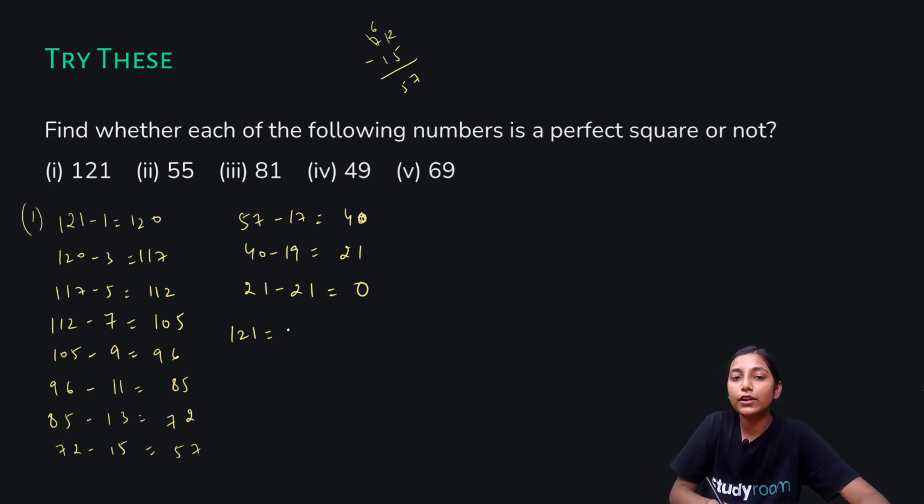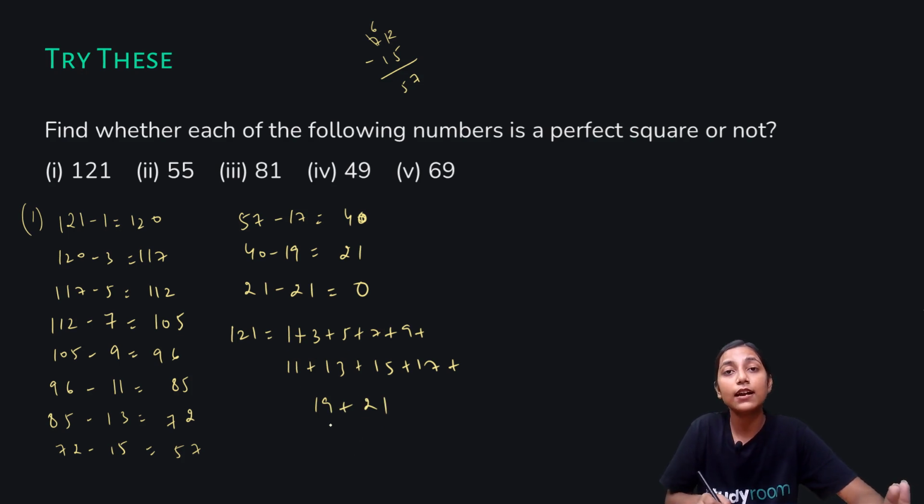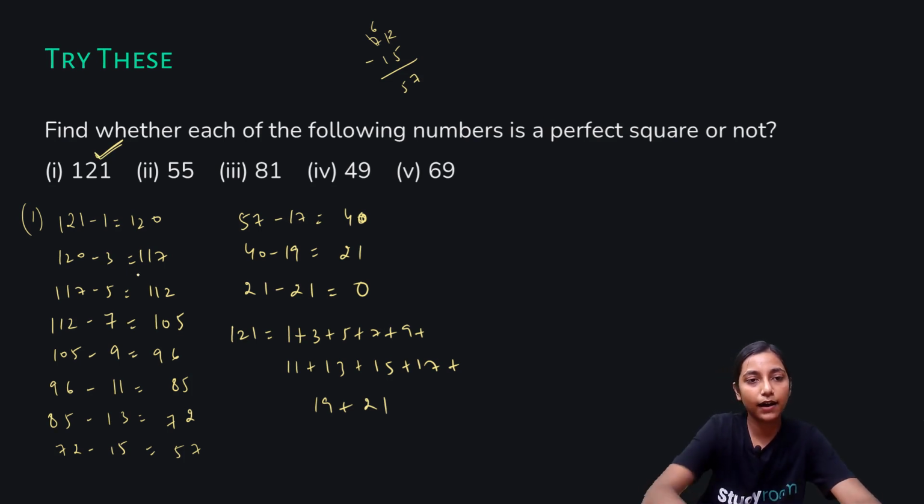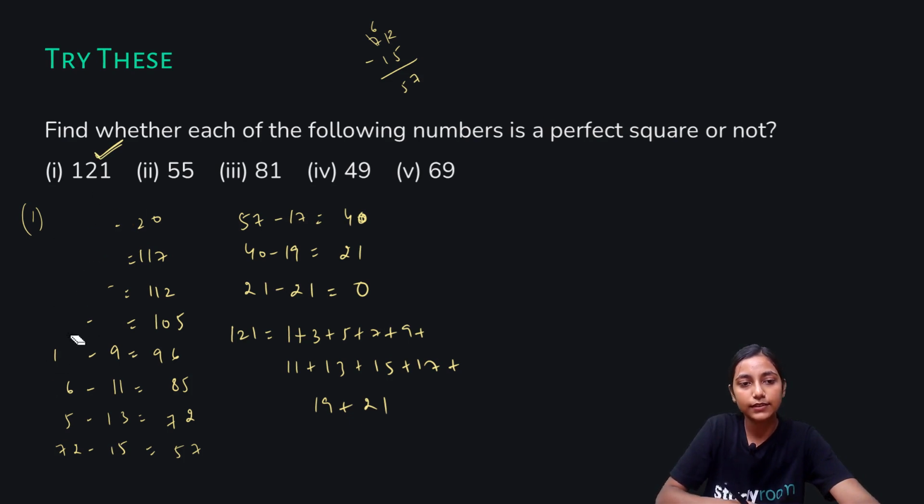So I can write 121 as the sum of 1 plus 3 plus 5 plus 7 plus 9 plus 11 plus 13 plus 15 plus 17 plus 19 plus 21. The sum of these first 11 consecutive odd natural numbers gives me 121. So 121 is a perfect square. Yes, 121 is a perfect square number. Let's do the second part just like this. I'm going to erase this one. This is the answer for the first part.